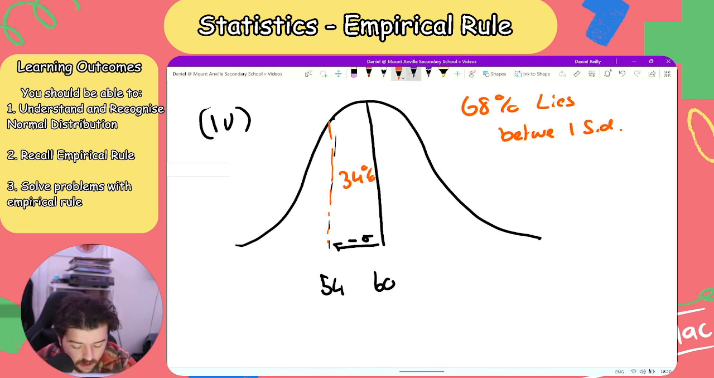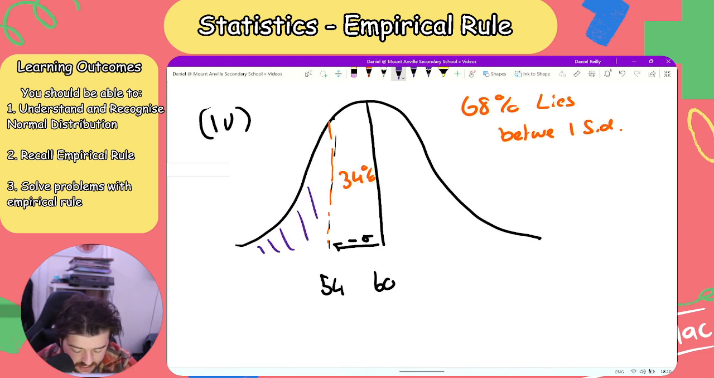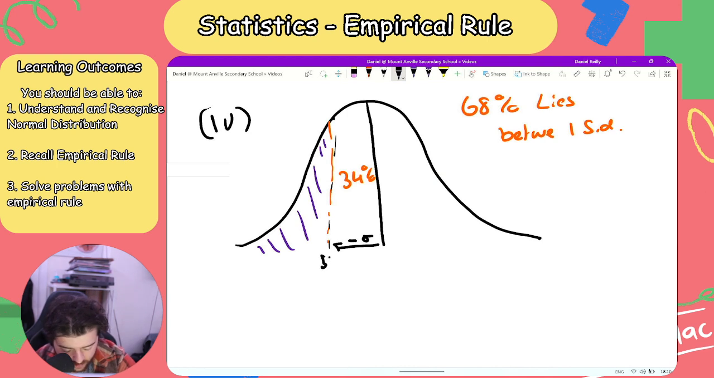But that's not what they're asking me here, is it? They're asking me to find this purple region right here. So, how can I find this? So I'll put 54 here and 60. How can I find this purple region?